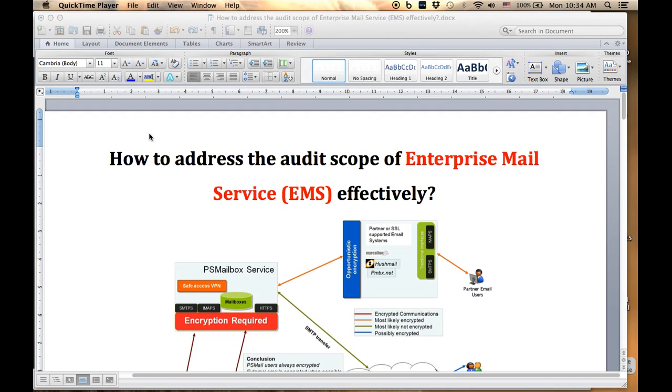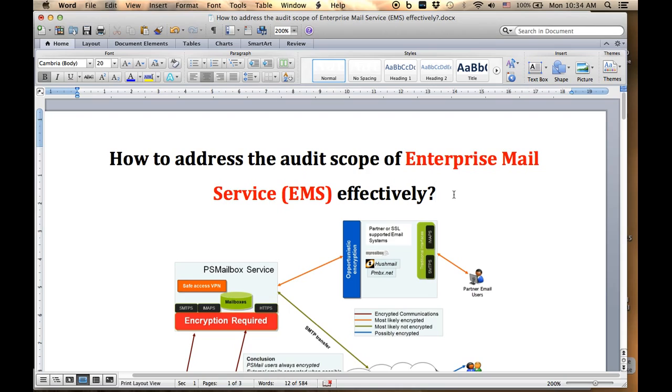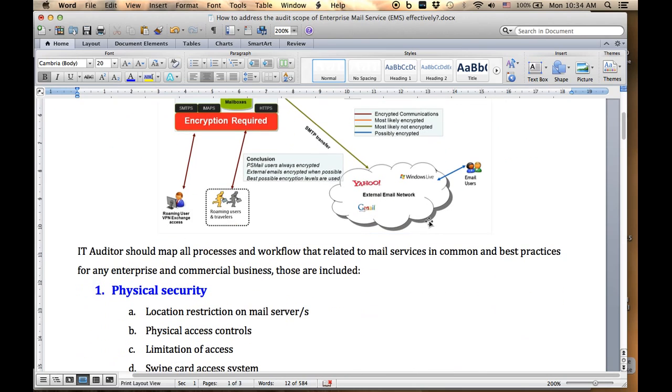Today I would like to share with you how an IT auditor can address the audit scope involved with the enterprise mail service effectively. This is a new challenge where the auditor needs to understand the process in depth, whatever is involved with the mail service for the enterprise or for commercial business.